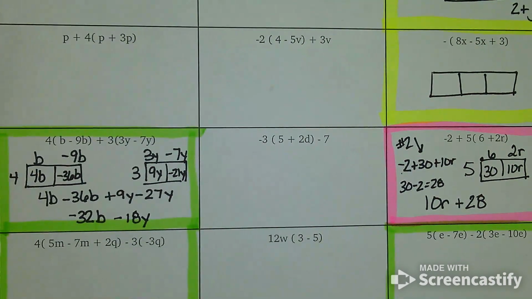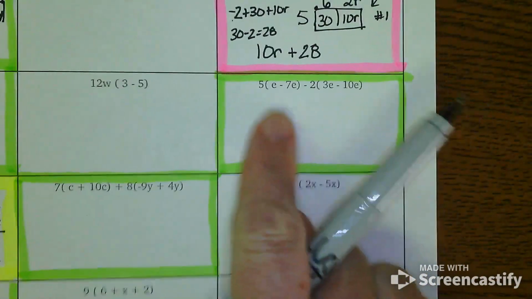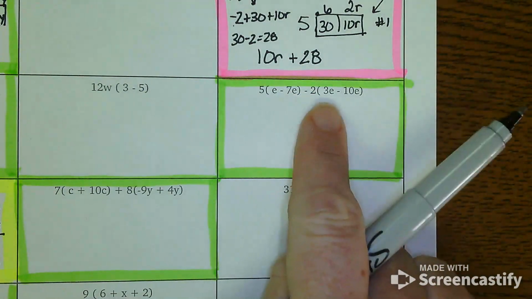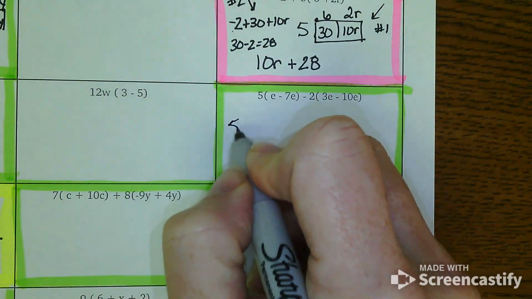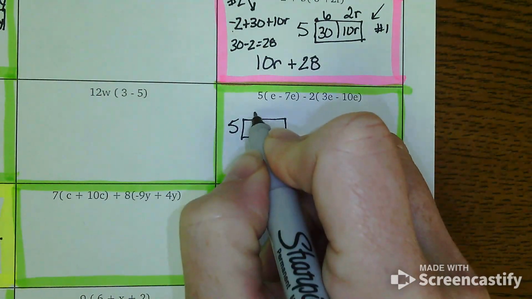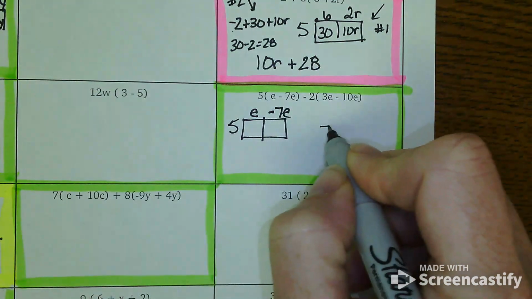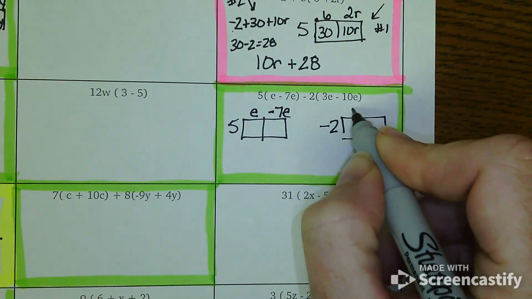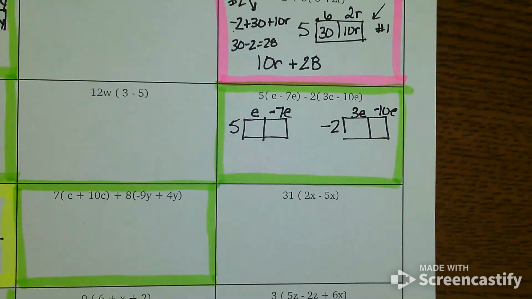If I keep going, I am going to do this problem with you in the green because it has a lot of negatives and everything in here is an E. So I'm going to be able to combine a lot of things as we go. So I want you to use distributive property. Now this means 1 E on top and negative 7 E's on top. That is a negative 2 I'm going to multiply with a 3E and a negative 10E that I'm going to multiply in my distributive property boxes.